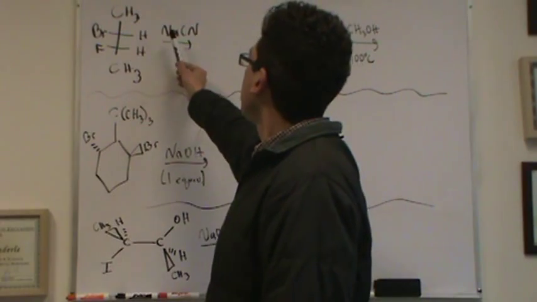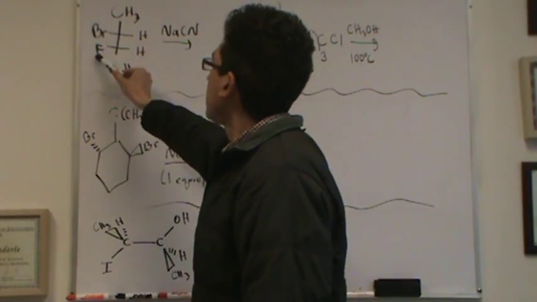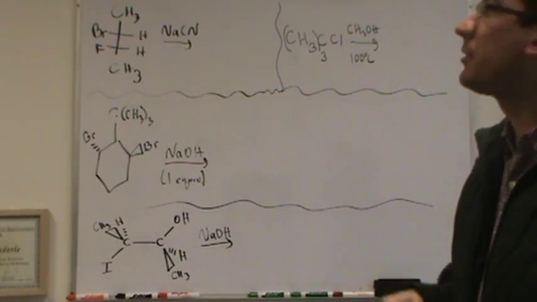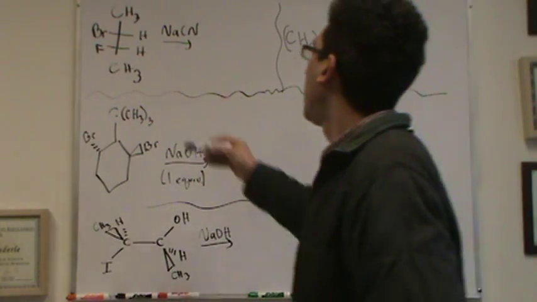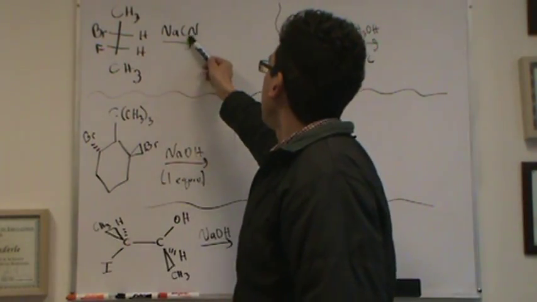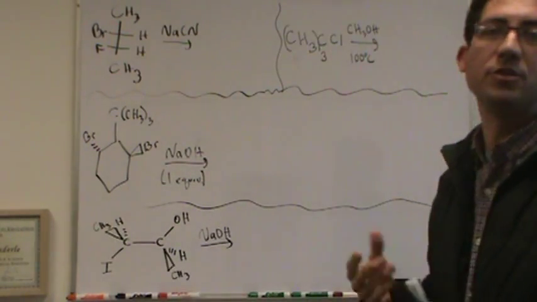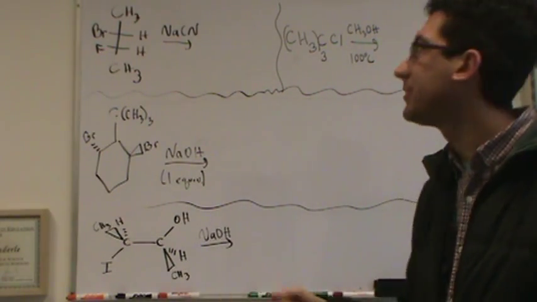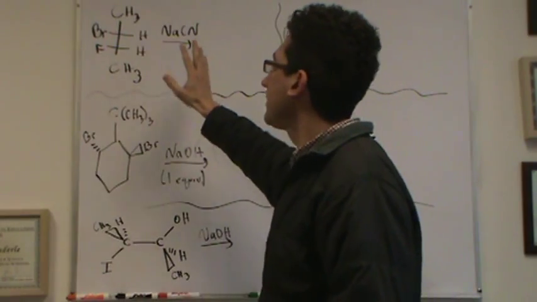First of all, you see here are two potential leaving groups. Fluorine's a bad leaving group, but bromine's a good one, so we don't expect fluorine to move. It's a secondary, so it could do anything. But we have CN-, which is a good nucleophile. Na+ is just going to be your spectator ion. So CN-, good nucleophile, not a strong base.